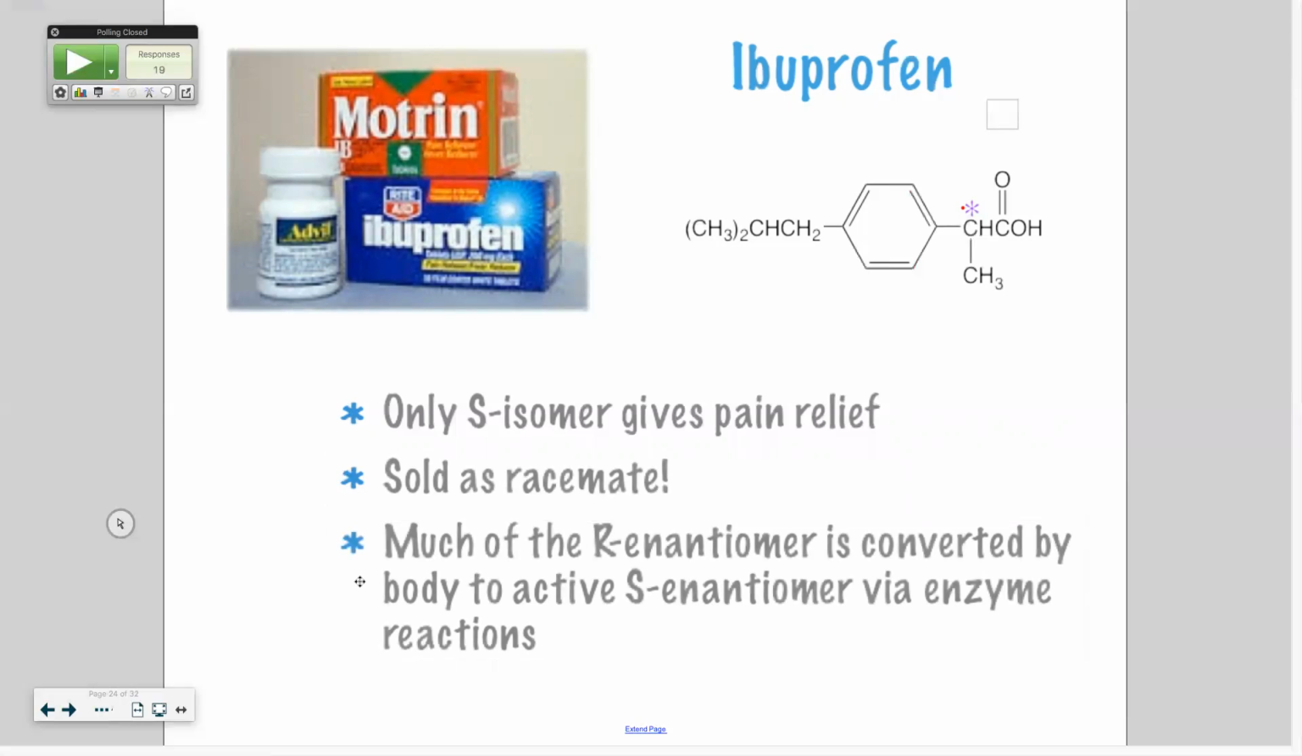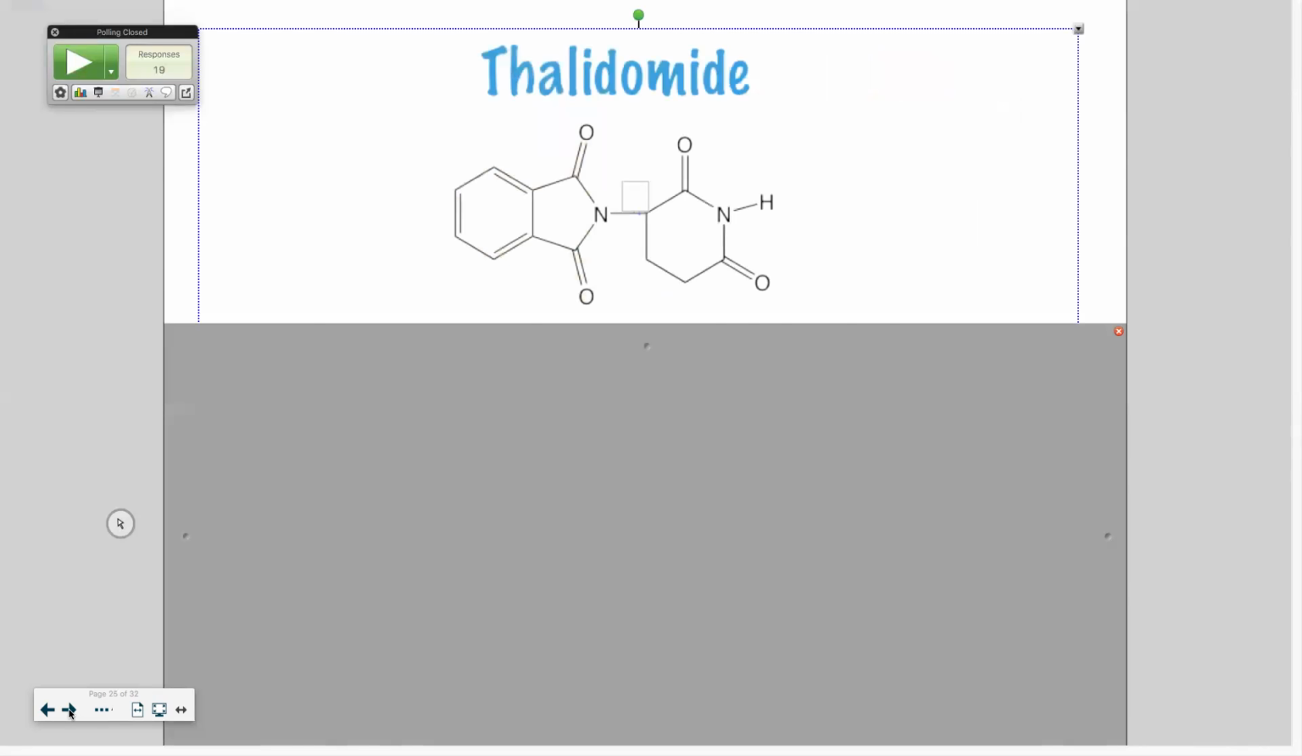Much of the R enantiomer, when you take that racemate, is converted to the S enantiomer in your liver, so you get a little more than half. If you're taking 500 milligrams, 250 are R and 250 are S. Only the S one is giving you the pain relief, but a lot of the R is going to get converted to S in your body, so you're going to get a little more than 250. I don't know what that percentage is. I've never seen that.